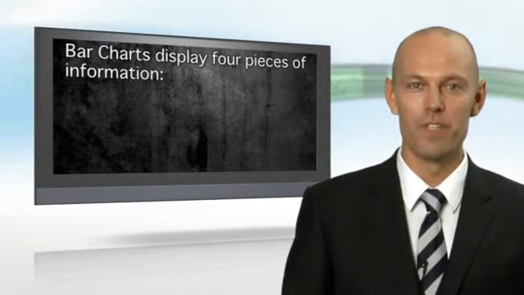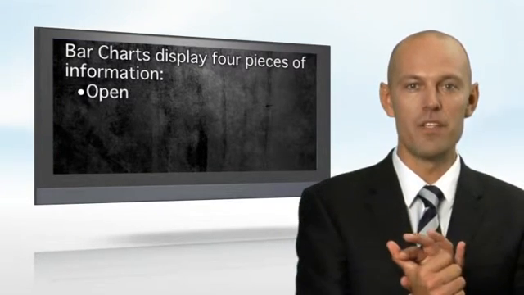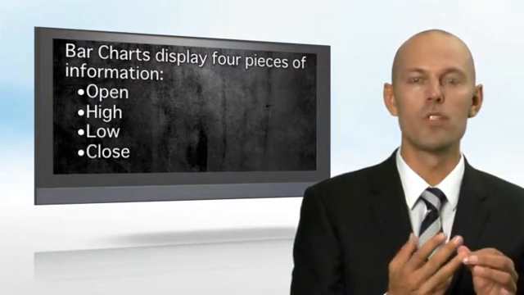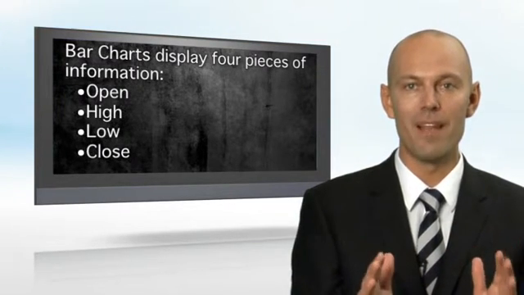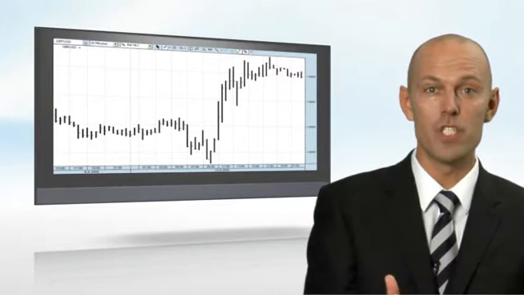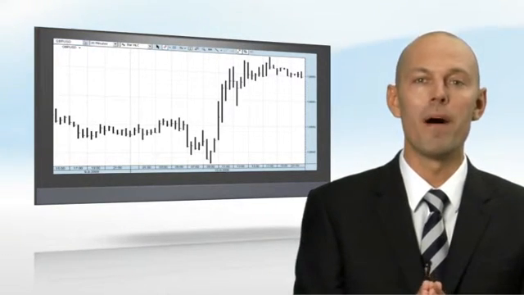Bar charts display 4 pieces of information. It contains the open, the high, the low, and the close of whatever time frame you're looking at on the bar chart. Bar charts are useful for swing traders and day traders who want to display the intraday highs and lows. This is important to know if you want to establish if a certain price level has been tested. We'll be talking more about support and resistance and testing support and resistance later on.